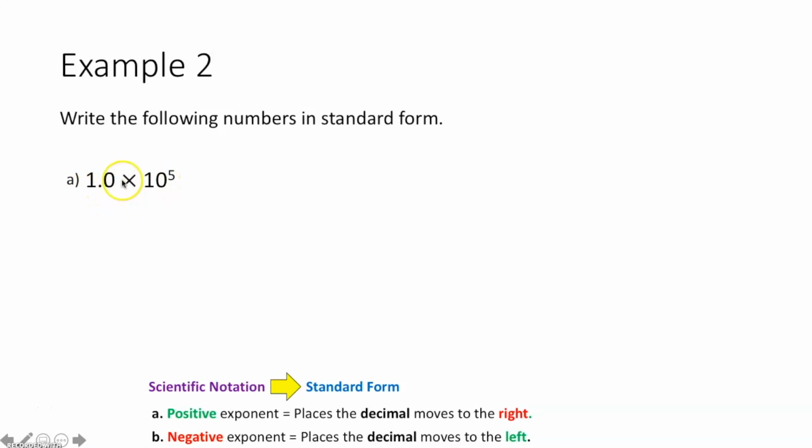So since it's 1.0 times 10 to the positive 5th, I take the decimal and I move it to the right 5 decimal places. And you're done. Here, it's 5.38 times 10 to the negative 4th.